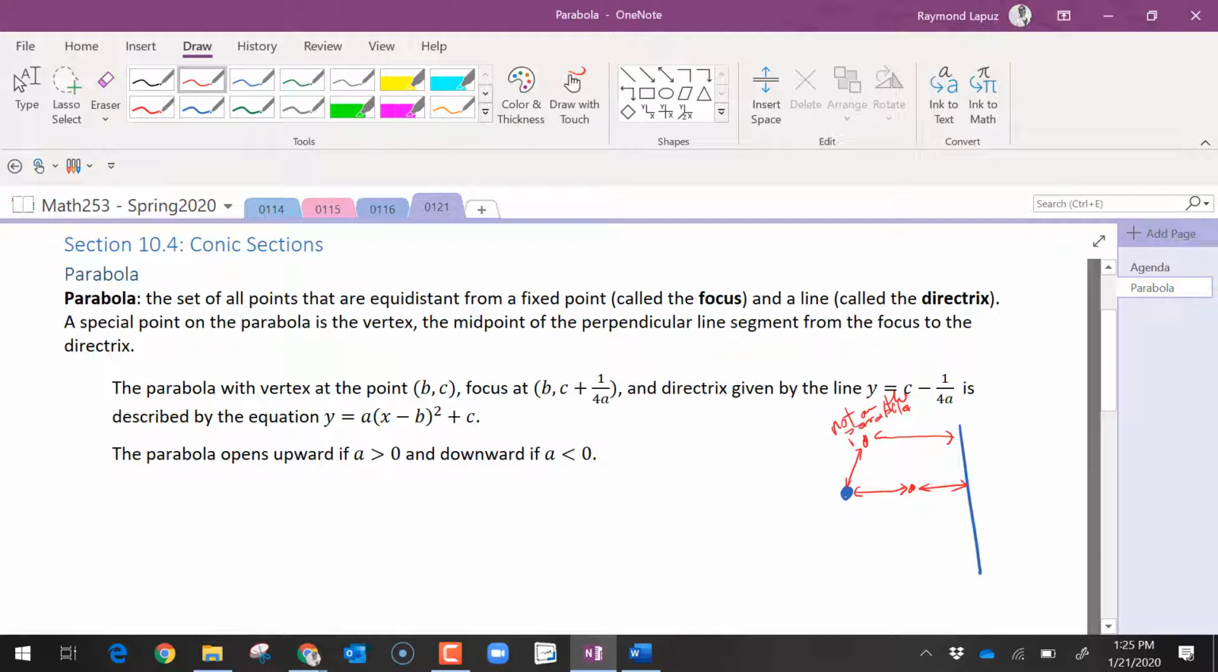But if you find another point over here that's equidistant, and equidistant from a point means it's just a direct line from the point, and then I guess I was drawing it backwards. Maybe over here.